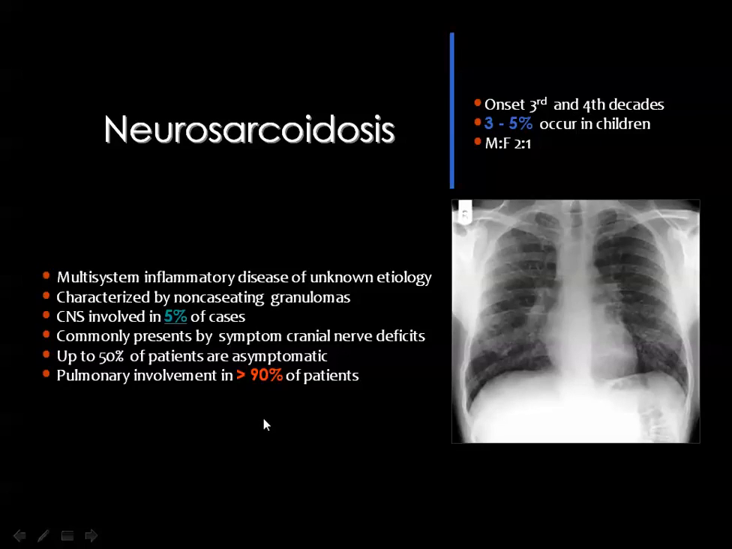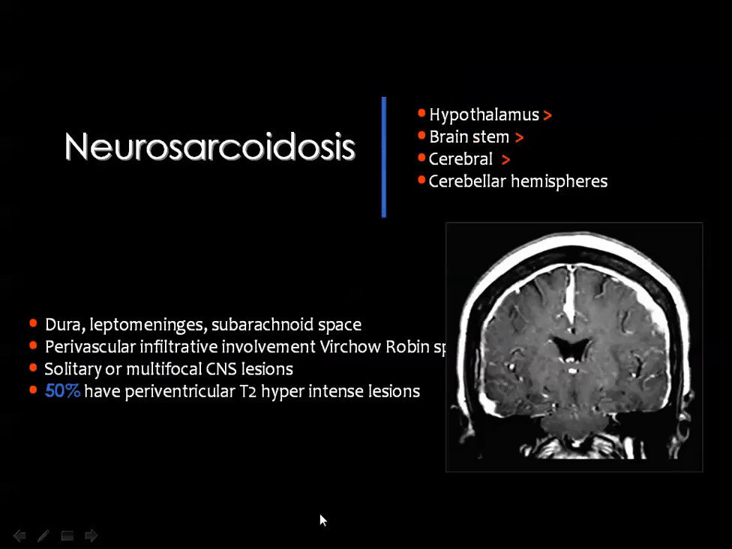Meaning that whenever you are suspecting sarcoid in the central nervous system, you may have a chest radiograph or CT scan, and if there are manifestations of sarcoid, then you can reach the diagnosis. Then the most common manifestation of neurosarcoid is multiple cranial nerve palsies or deficits, and in about 50% of the cases it may be asymptomatic.